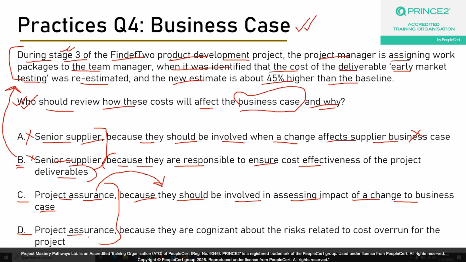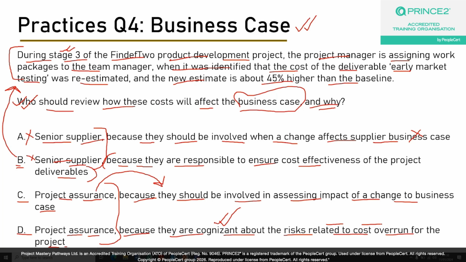Let's look at option D. So it is also saying project assurance, because, okay, let's look at the reasoning. They are cognizant about the risks related to cost overrun for the project. Okay, again, what is the problem here with this option, guys? Now they are cognizant, that is perfectly fine, about the risks related to the cost overrun for the project, but okay, what is the role they are playing? Is it only intellectualization, that they are cognizant but they don't take any action? How good will it be for the project?